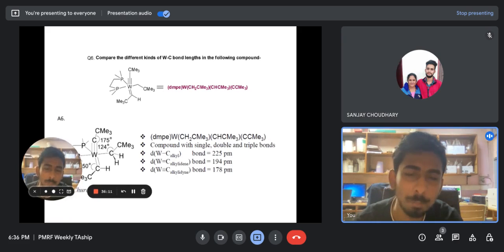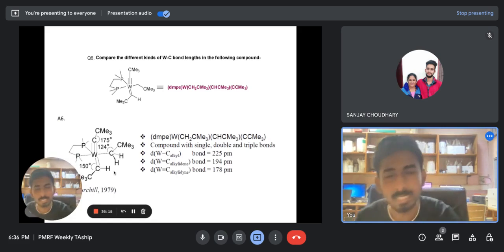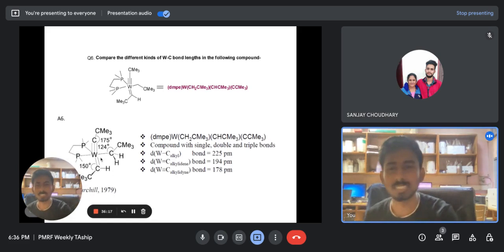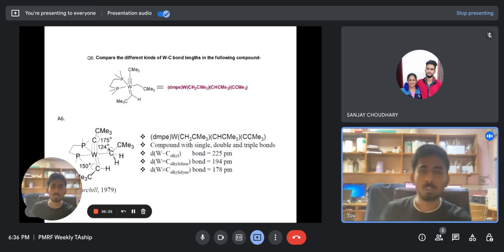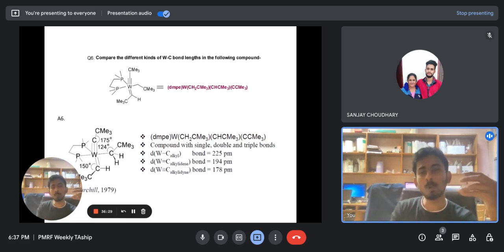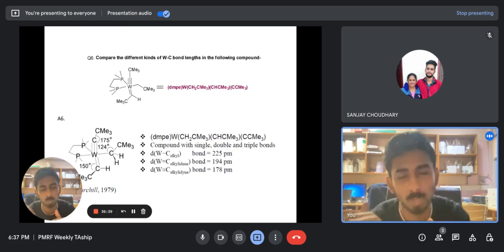This compound was produced by Mr. Churchill in 1979, when he was able to isolate this tungsten compound, which is able to accommodate three kinds of tungsten carbon bonds: single bond, double bond, and triple bond. So from basic chemistry knowledge, we know that single bonds are longer in nature, double bonds are shorter, and triple bonds are the shortest ones.